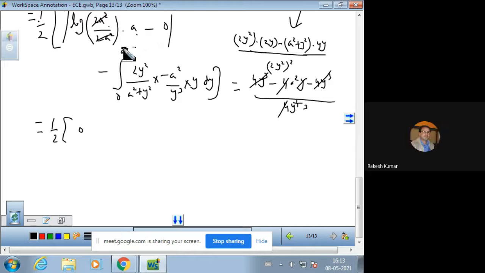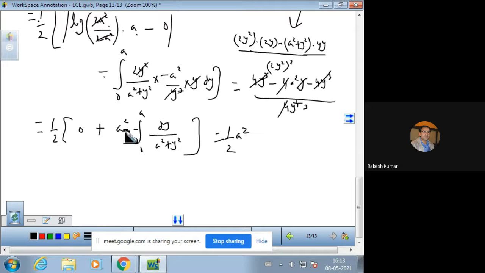So 0 into a will be 0, and this is minus minus plus. So y square can be cancelled with here. So you will have one y, and that y will also be cancelled with this y. So ultimately that comes out to be a square common, 0 to a dy over a square plus y square. So 1 by 2 into a square is there.